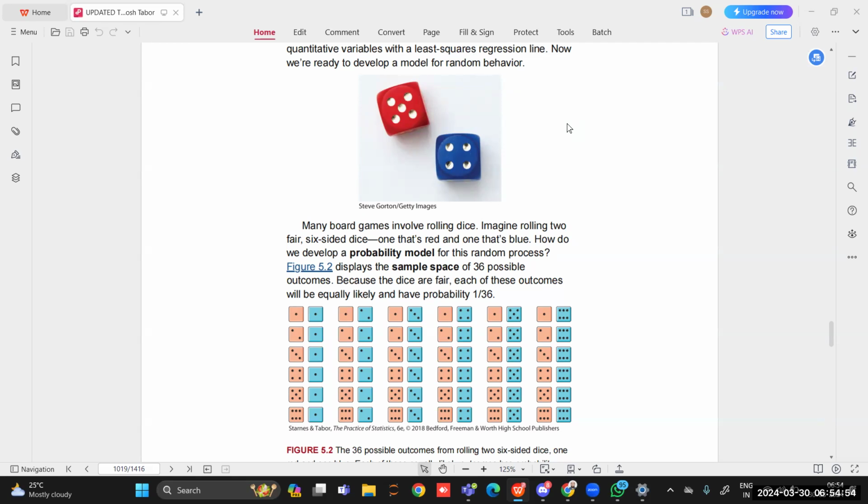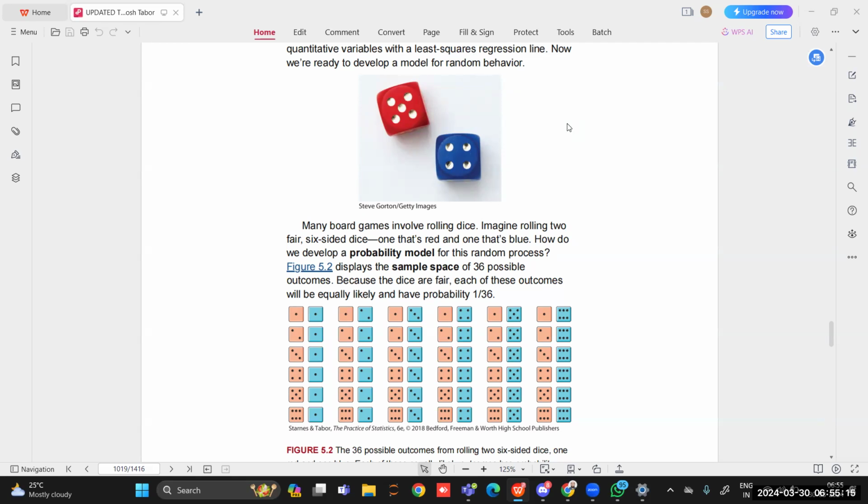So many board games involve rolling dice. Imagine rolling two fair, six-sided dice, one red and one blue. How do we develop a probability model for this random process? Figure 5.2 displays the sample space of 36 possible outcomes. Because the dice are fair, each of these outcomes is equally likely.